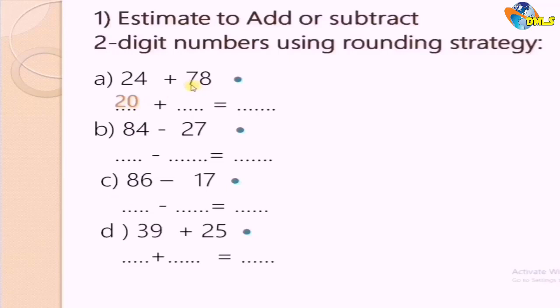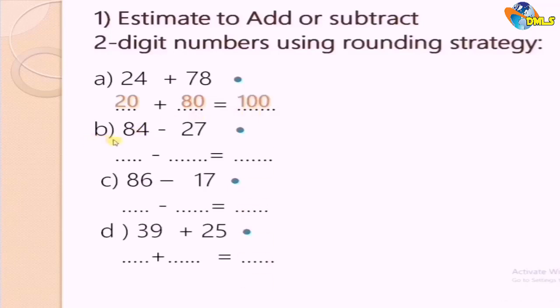Second number, 78. 78 is a two-digit number, so we will look at ones, and the ones digit here is 8. 8 is a strong digit, so we will round up. 78 after rounding up will be 80. 20 plus 80 of course equals 100.